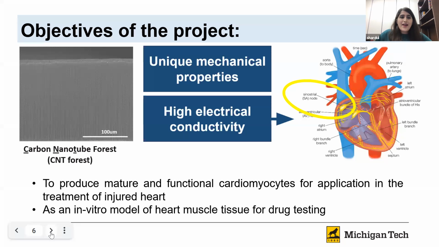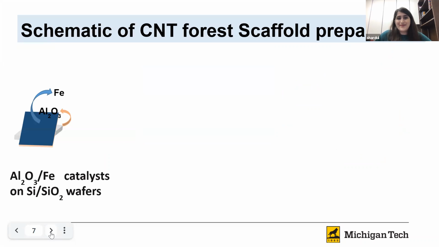We use this carbon nanotube forest in this project to produce mature and functional cardiomyocytes, and we can also use this cardiac patch as an in vitro model of heart muscle tissue for drug testing.